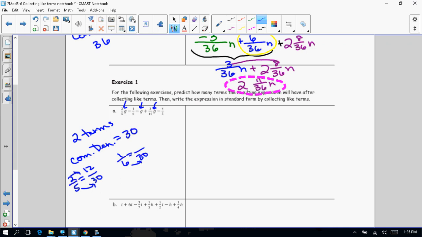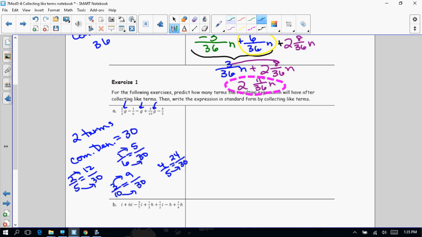And 6 goes into 30 5 times. 5 times 1 is 5. Then 3/10: 10 goes into 30 3 times, so 3 times 3 is 9. And then I've got my 4/5. Again, 5 goes into 30 6 times. 6 times 4 is 24. So I've got all of those written out now. Let's put them all together, shall we?